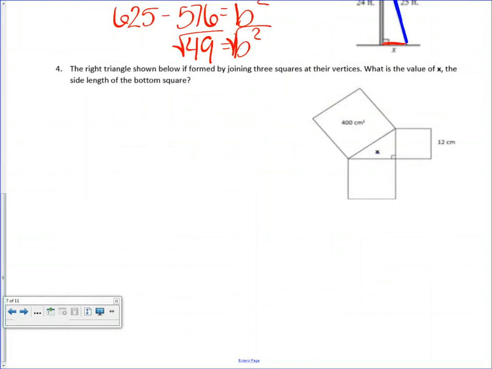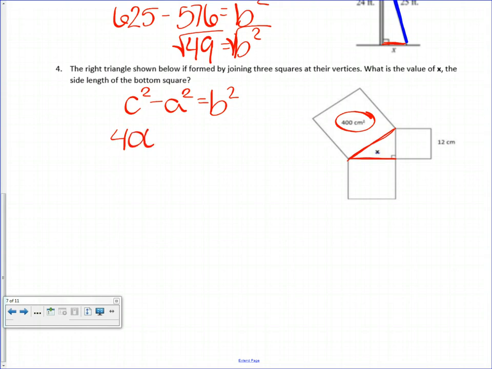Number 4, the right triangle shown below is formed by joining 3 squares at their vertices. What is the value of x, the side length of the bottom square? So we're looking for one of the legs again, so we're going to subtract. Remember, C squared is always our hypotenuse. So I'm going to substitute 400 in for C squared.